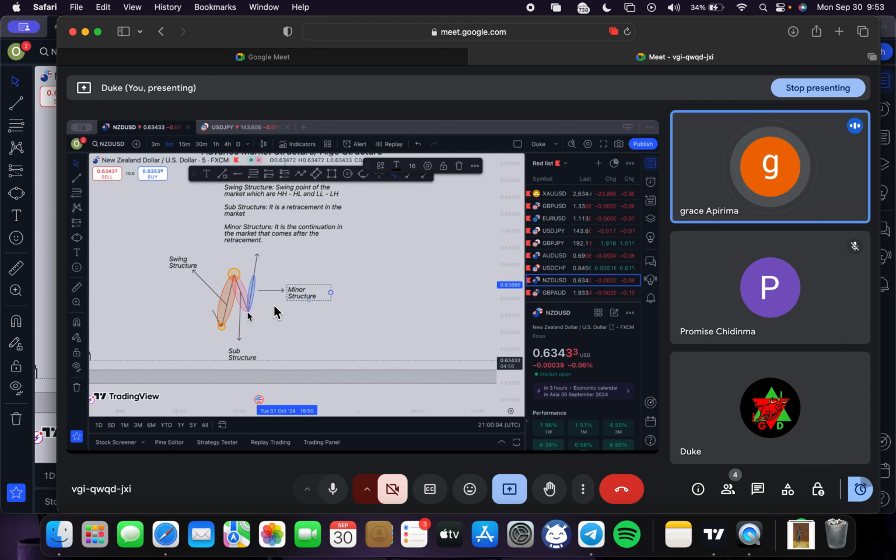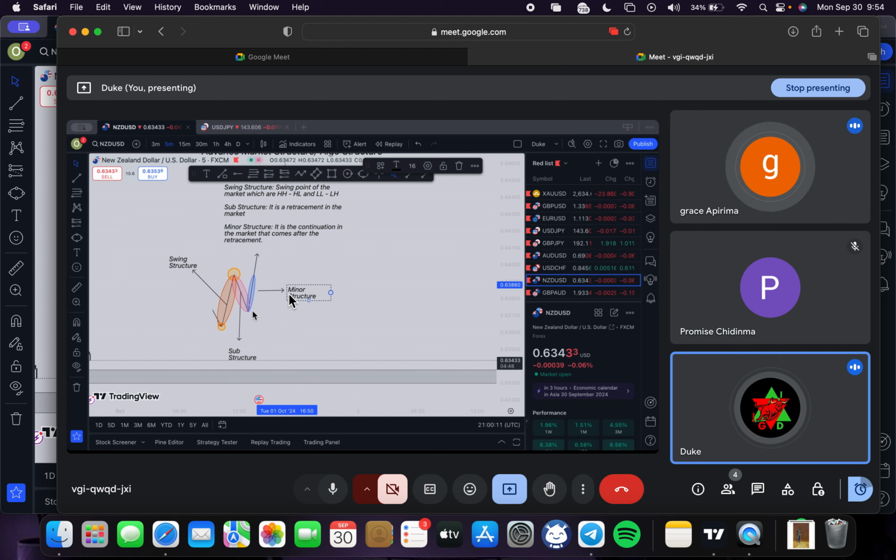Yeah. Is it confusing? Let me know if it's confusing. If it's confusing you, I will repeat the explanation again. Inside your swing, there is also a minor structure. Minor structure, as the definition, is the continuation of the market that comes after the retracement, which is your substructure. You get, but the overall push is called the swing structure. It is called the swing structure.